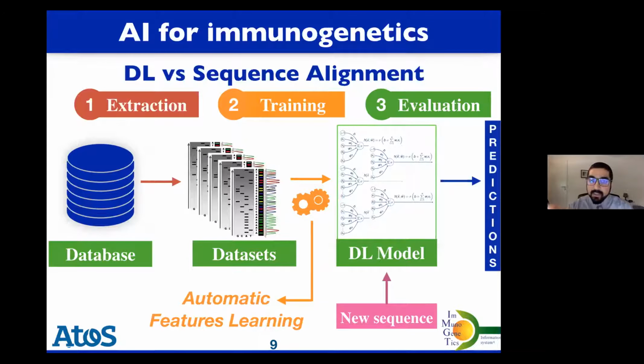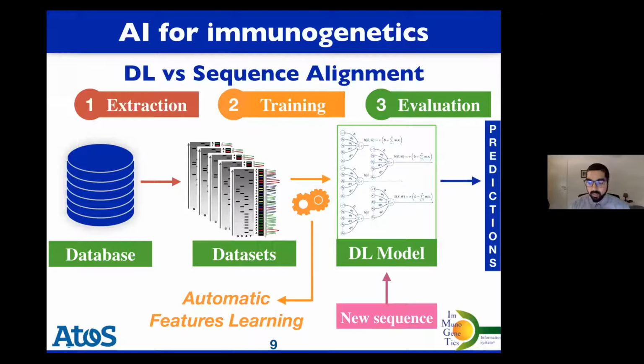For example, instead of just querying a database, this database is used to extract some data sets. Those data sets are used to train a deep learning model. And these deep learning models automatically try to extract the meaningful features to do the classification. After the training comes the phase of evaluation. In this phase, we plug in, for example, the given sequence, and it tries to predict what it is.